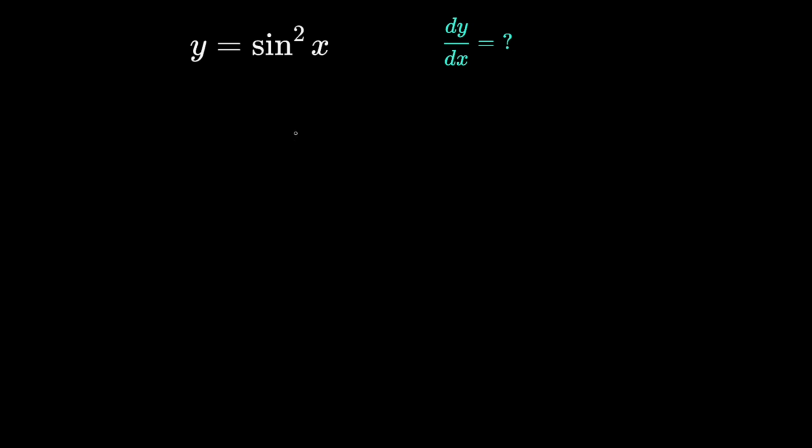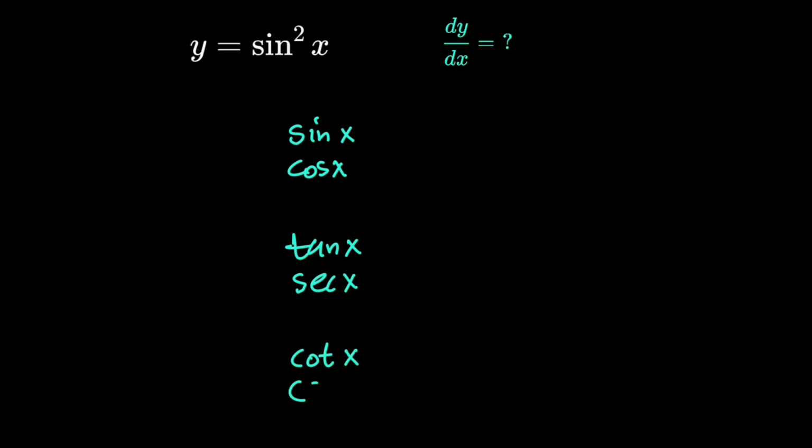So let's start. Now, let's just say we have sine x, which always goes with cos x, and then we also have tangent x, which goes with secant x. Then we have cotangent x, which goes with cosecant x. Now, if you are given any of these trig ratios, how do we find their derivatives? In other words, how do we differentiate?